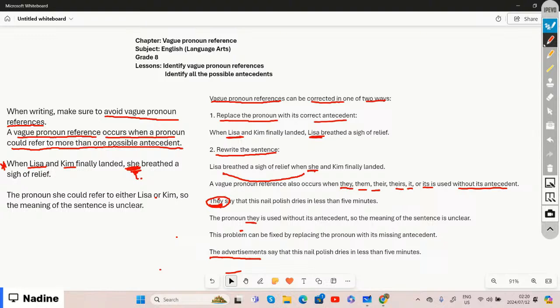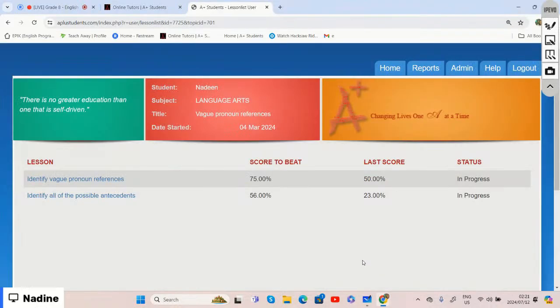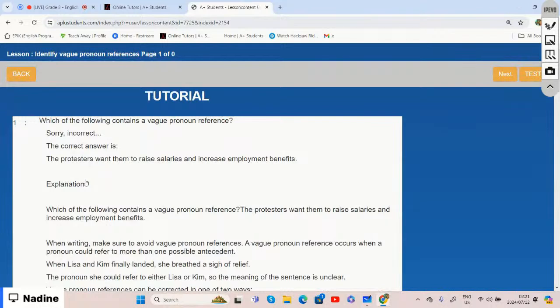All right, so now we're going to aplusstudents.ca, and we are going to do our chapter of vague pronoun reference. We're going to identify the vague pronoun reference.